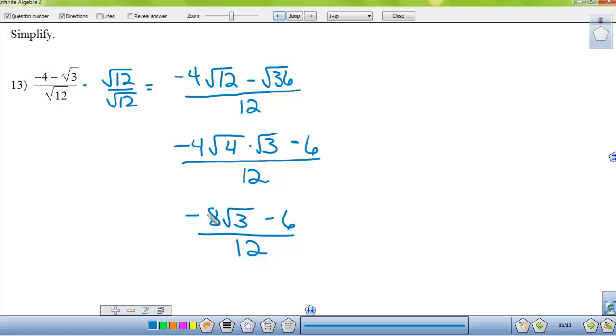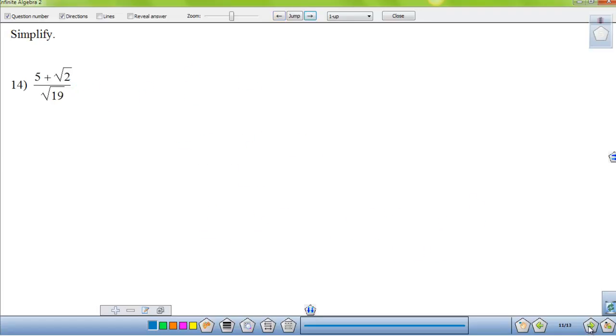And then as you can see, each one of these terms shares a common factor of 2. I can actually factor a 2 out of that numerator. And now you can reduce that 2 with this 12, and that gives you 6. Now another thing you could have done on this problem is you could have actually started by simplifying out the 12, but we'll look at that at another time.